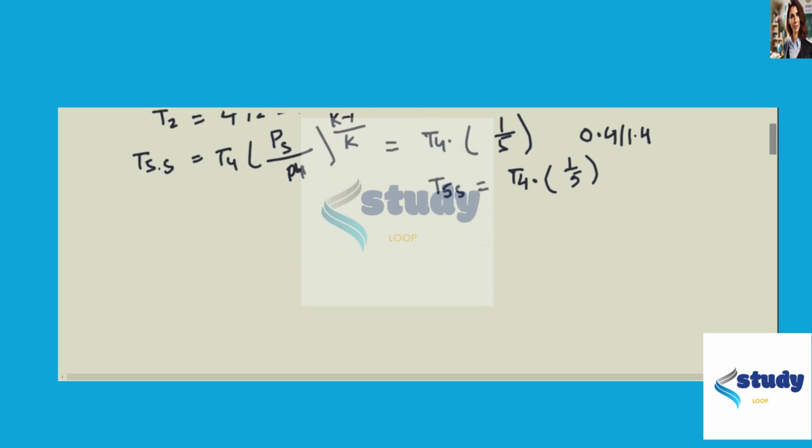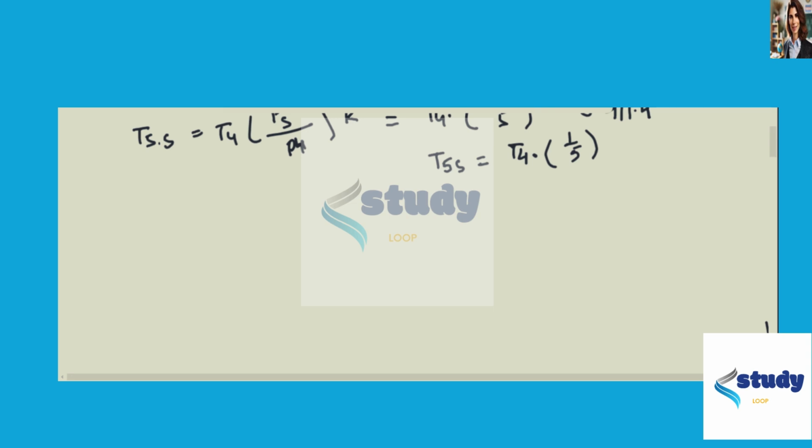Now, efficiency of the turbine can be defined as H4 minus H5 upon H4 minus H5s in adiabatic process. Efficiency is given. You may convert in temperature: T4 minus T5 divided by T4 minus T5s.